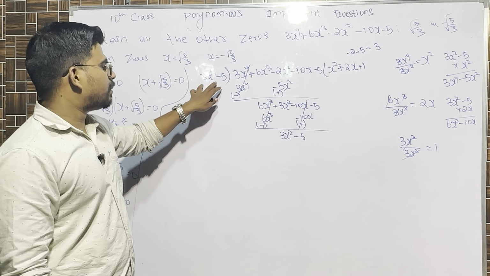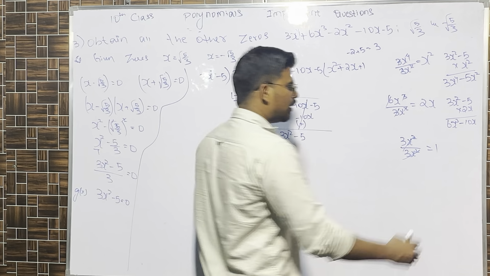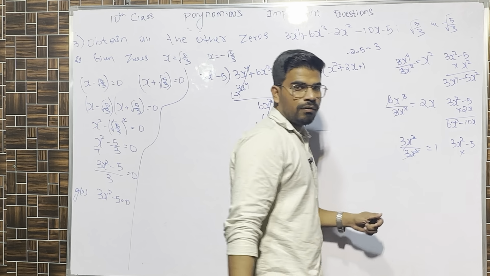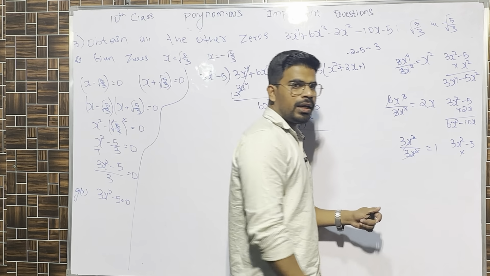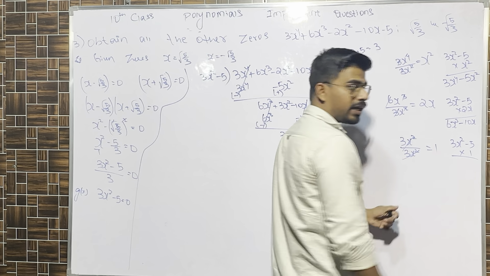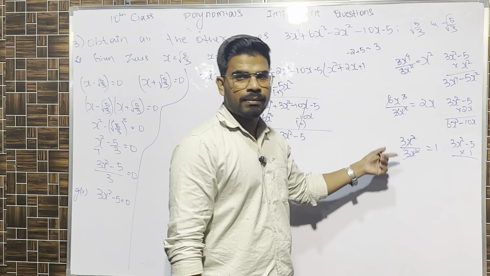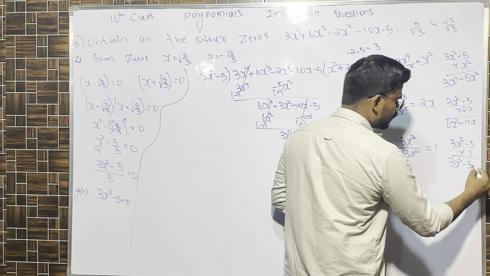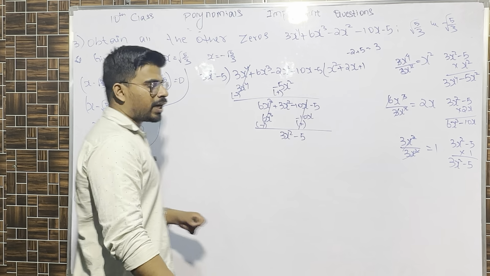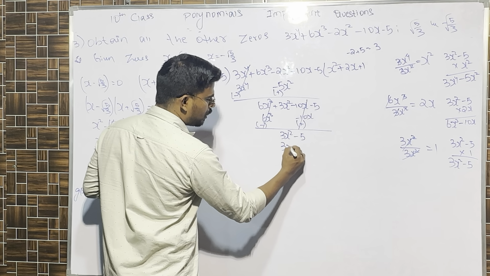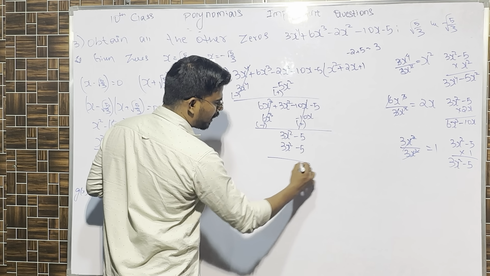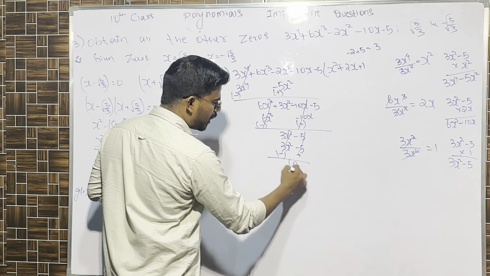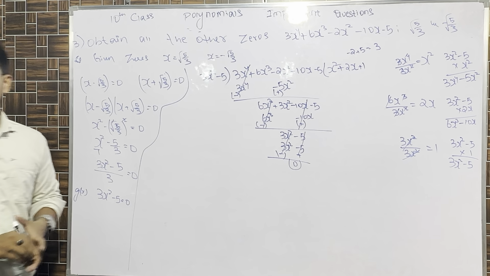I'll multiply 3x square minus 5 with 1. If I multiply 3x square minus 5 with 1, the answer will be the same, 3x square minus 5 only. I'll write it here. This becomes minus, this becomes plus. These two will be cancelled. These two will also be cancelled. Second part of the sum is completed.